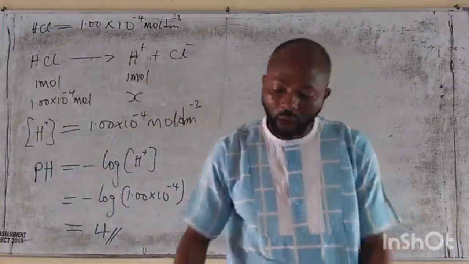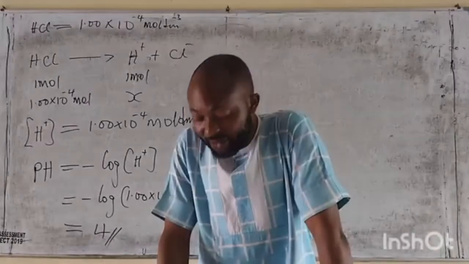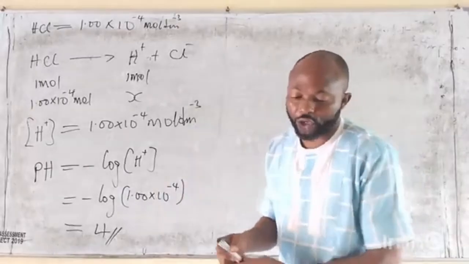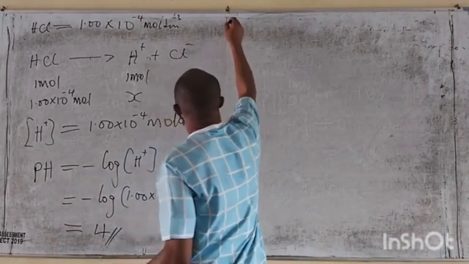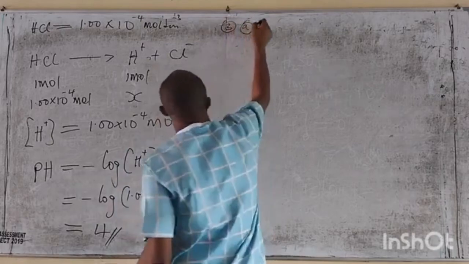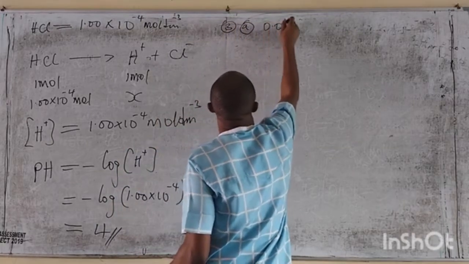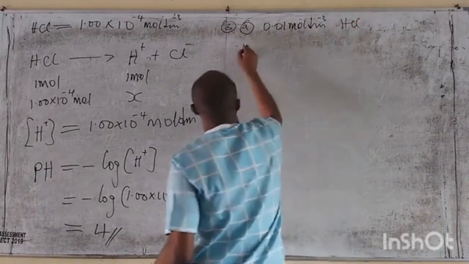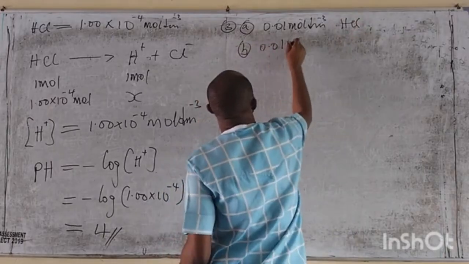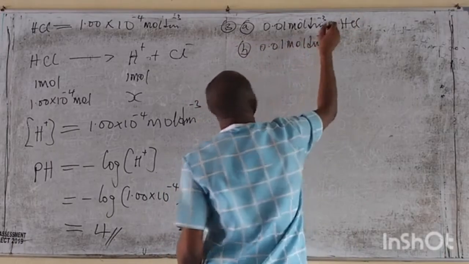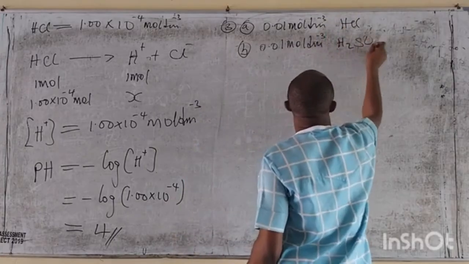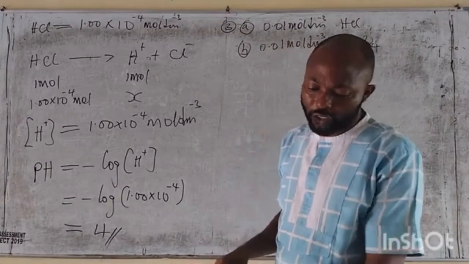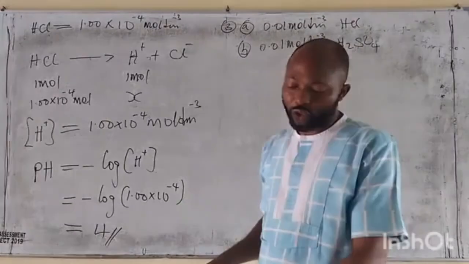So let's move on. Let's take question number 3. Question number 3 says, what is the pH of a solution containing, let me write it first, A, 0.01 mole per dm cube HCl, and B, 0.01 mole per dm cube H2SO4. What is the pH of a solution containing 0.01 mole per dm cube of HCl, and of 0.01 mole per dm cube of H2SO4?